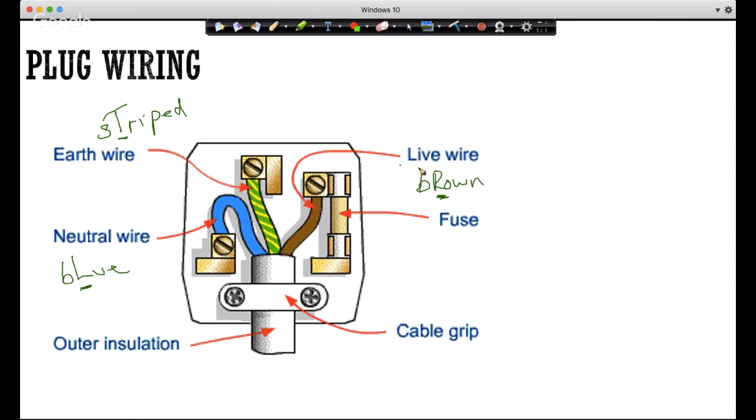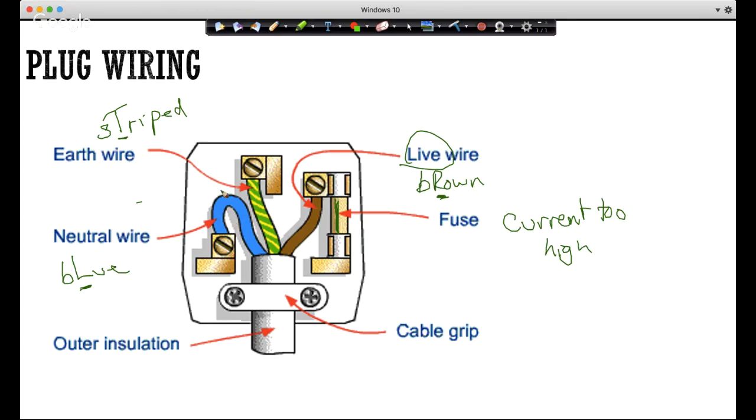So the live wire is the one with the fuse on it. Now inside the fuse is a thin little piece of wire. If the current gets too high, the little wire inside gets hot and melts. If it melts, it breaks the circuit, stops the flow of current, no one dies, which is always good.